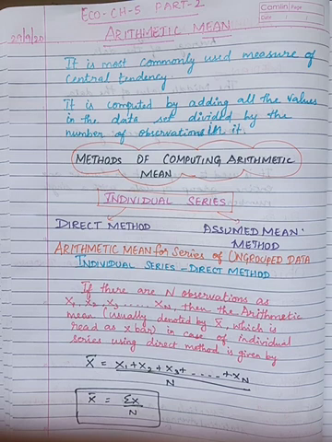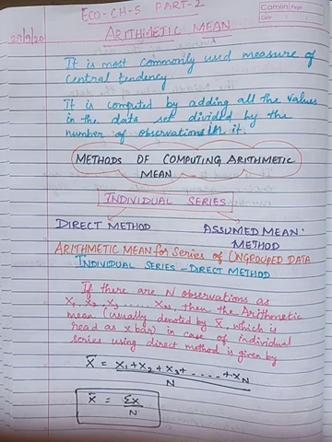In that we are going to discuss arithmetic mean. What is it? Arithmetic mean. It is the most commonly used measure of central tendency. If we want to calculate the average, this method will be used.